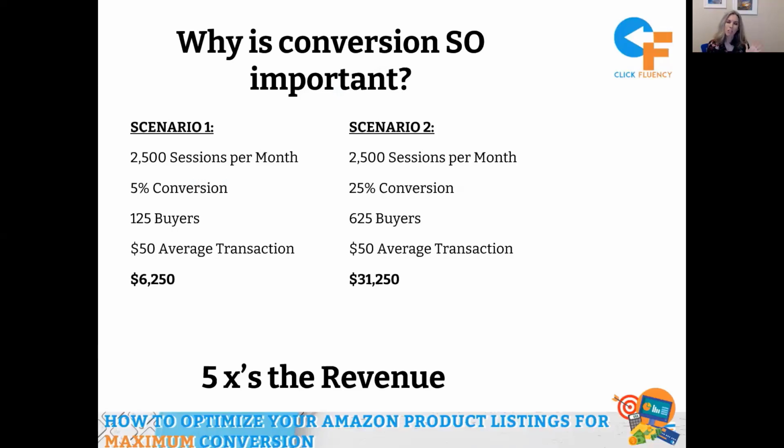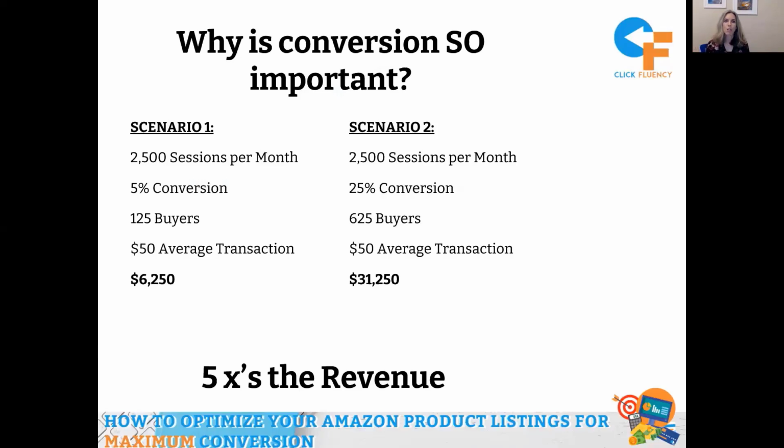So the first scenario led to a little over $6,200 in sales, which is good if that was just one product on Amazon. But then think about it, in the second scenario, you've gotten over $31,000 in sales. And that was without increasing your sessions or the traffic to the listing, just increasing how many people converted when they landed on your listing.